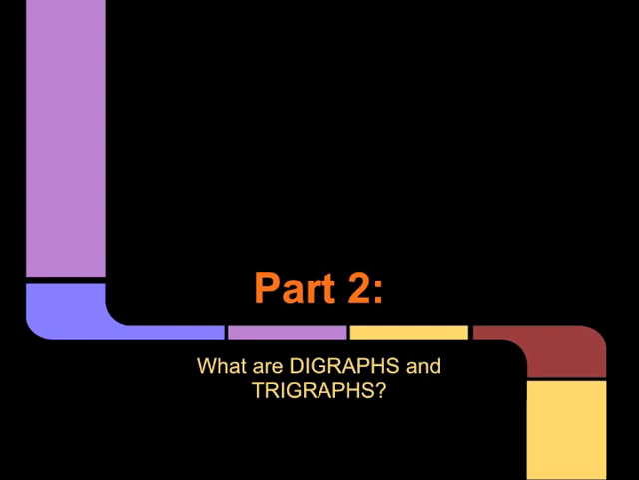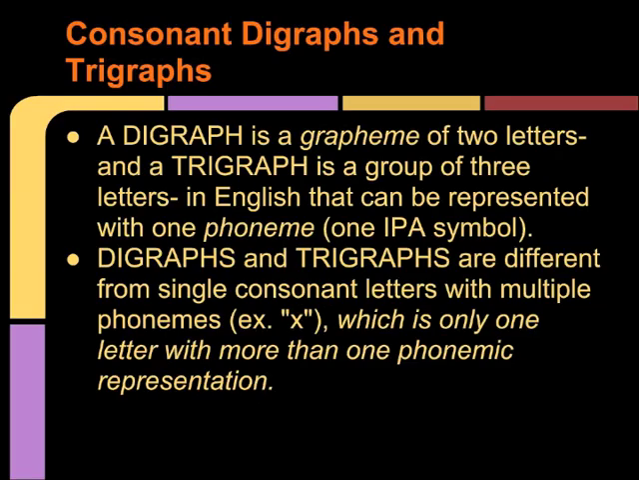Part 2. What are digraphs and trigraphs? A digraph is a grapheme of 2 letters, and a trigraph is a group of 3 letters in English that can be represented with one phoneme, or one IPA symbol. Digraphs and trigraphs are different from single consonant letters with multiple phonemes, for example, X, which is only one letter with more than one phonemic representation.